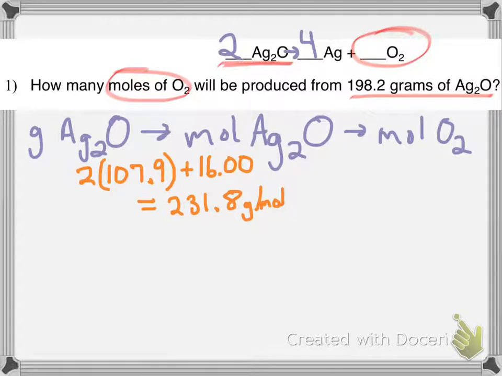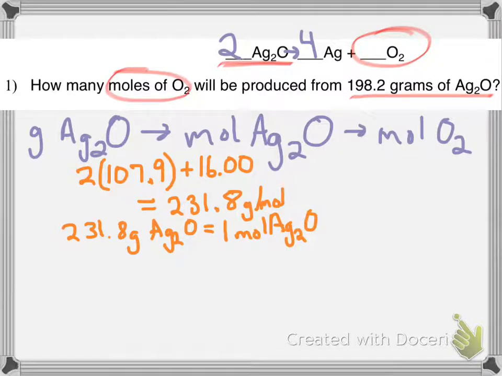So after doing this calculation, you should get that 231.8 grams of silver oxide is equal to 1 mole of silver oxide. And then our next step is to convert from the moles of silver oxide into moles of oxygen. So that's when I use my mole ratio. So I know that 2 moles of silver oxide equals 1 mole of oxygen. So again, if this is blank, that means it's 1. It's really a 1 in here.